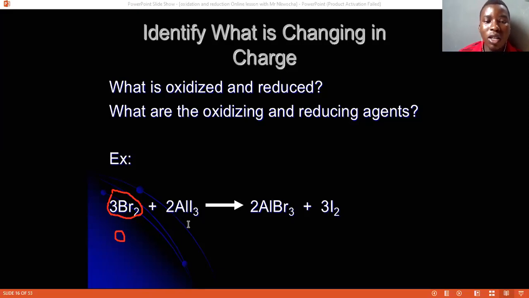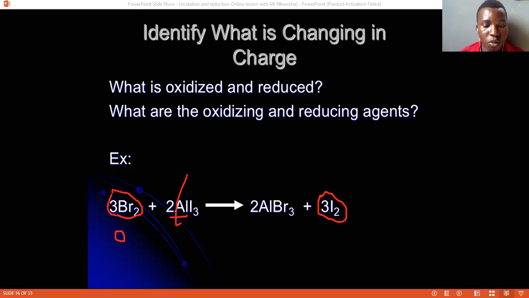Iodine here has already become zero. I'm going to show you the key things that you need to do so that you'll be able to know whether it's an oxidizing agent, oxidation reaction, or a reduction reaction. Trust me today. So look at what happened to iodine. Iodine has changed. Now look at this aluminum. Aluminum is a metal, so we have to calculate it.